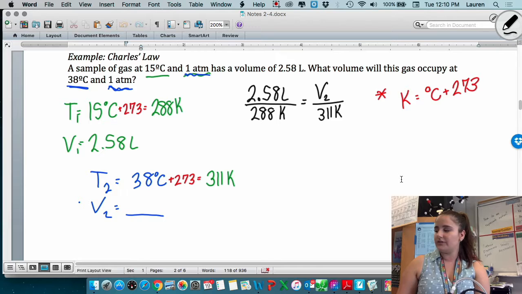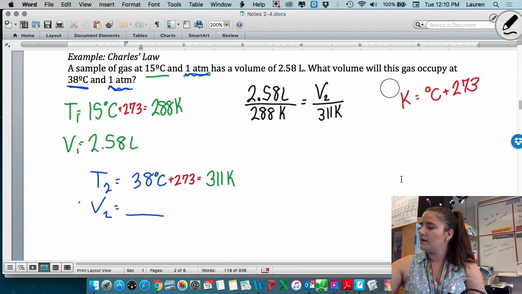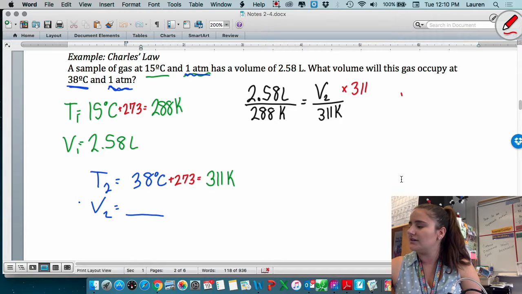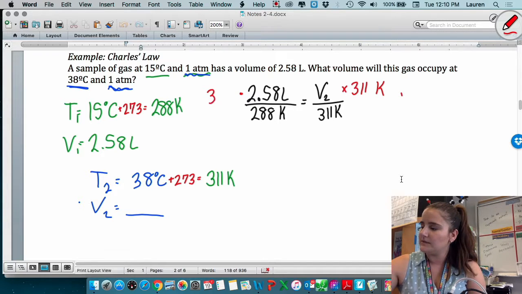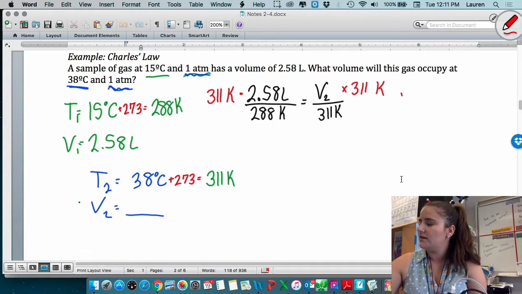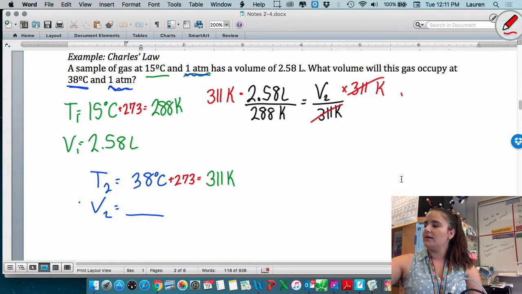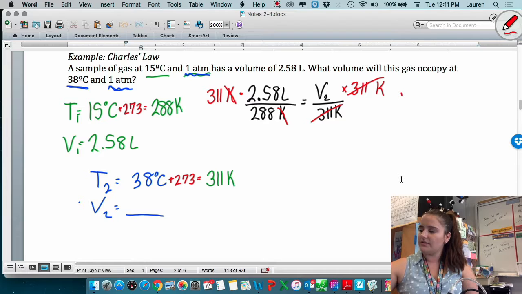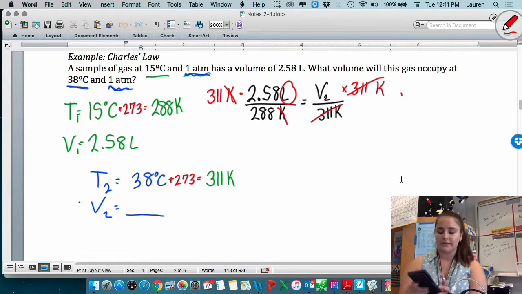So to solve for V2, I'm going to multiply both sides by 311 Kelvin. The Kelvin unit cancels out with the Kelvin units, which leaves us with liters. Cool, that's what we were looking for. Now we have 311 times 2.58 divided by 288, and I got 2.786, so I'm going to say 2.79.